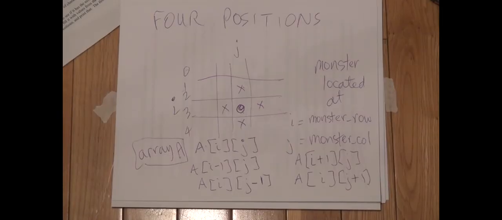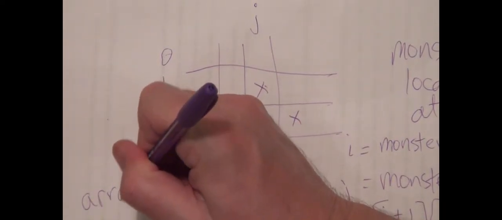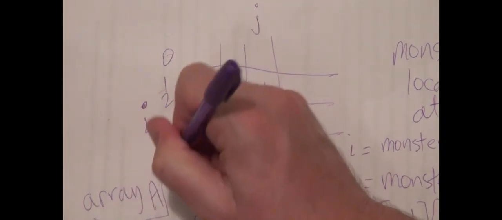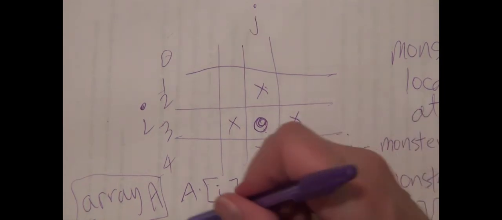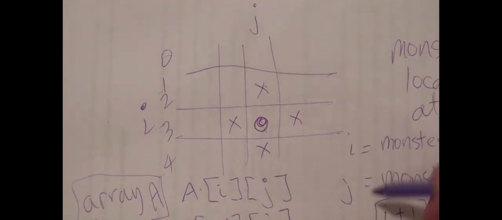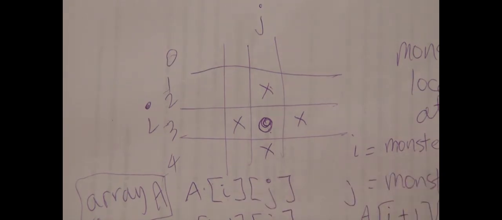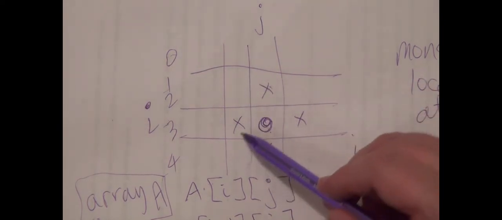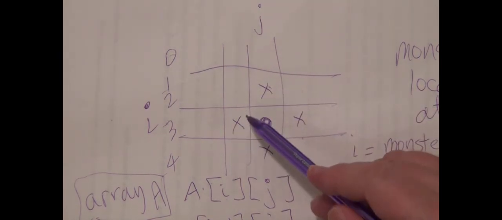So that's the main idea. Say our array is A, and position IJ is where the monster is. The nearby positions have very similar looking positions. We just change I or J by 1. We don't change them both. That would give us our corners, and we're not going to consider those. We're just going to consider moves east, north, west, and south.